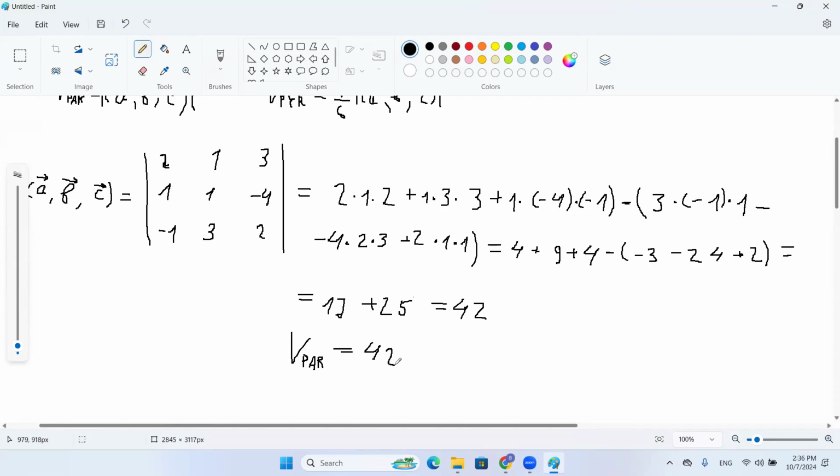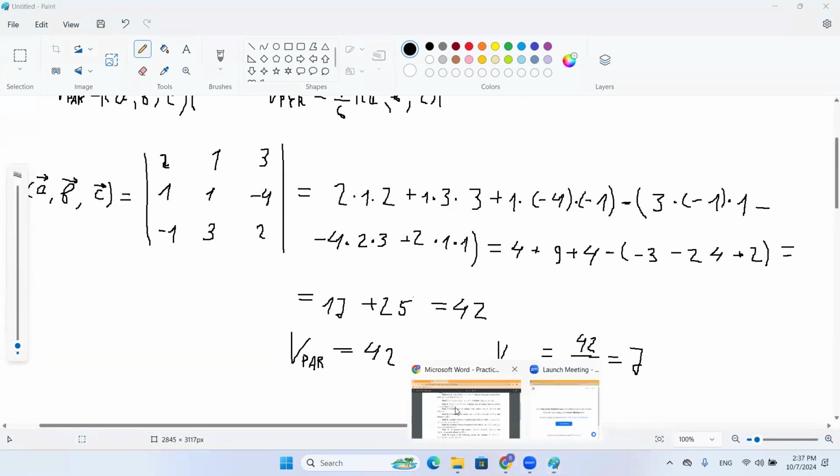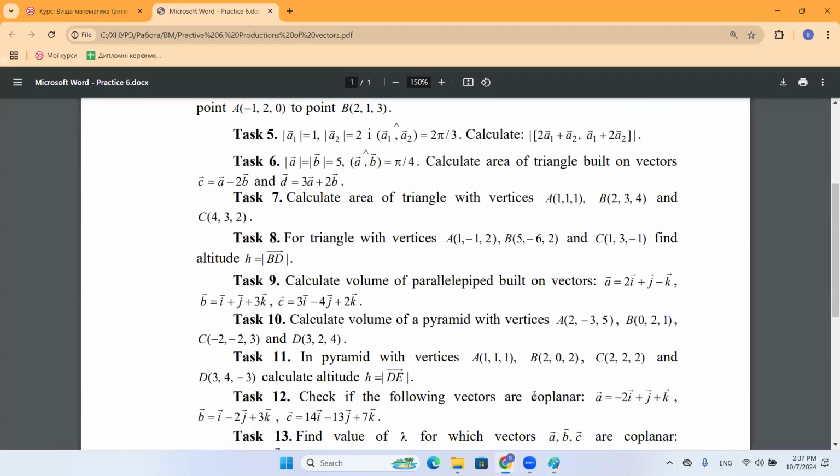Anybody else has 39? Let's compare our answers. It seems you may have a mistake. So here, 17 plus 25 is 42. And the volume of the pyramid will be just 42 divided by 6, which is 7. You need to recalculate. Okay, we have some time. Maybe you have questions about this task.